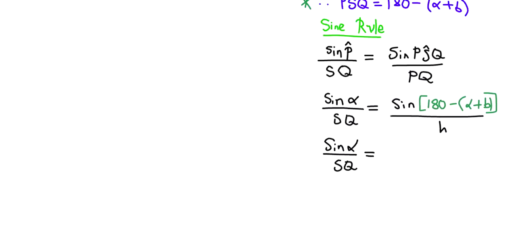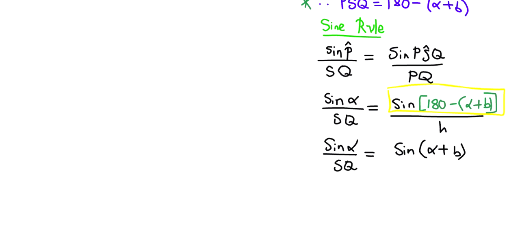So now we know that sine of 180 minus an angle will be sine of that angle. So we'll be left with sine of alpha plus beta. Reason being, when you look at this part, sine of 180 minus an angle, we know that will be on the second quadrant. Let me show you.